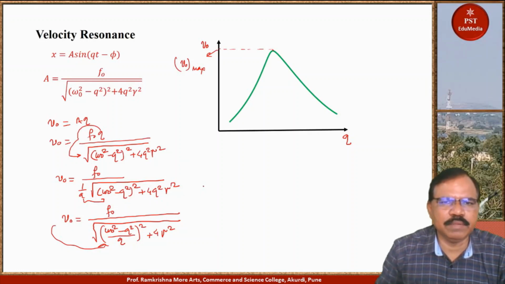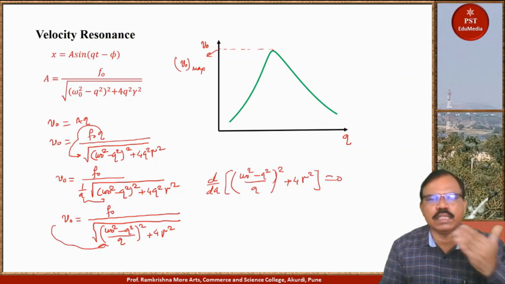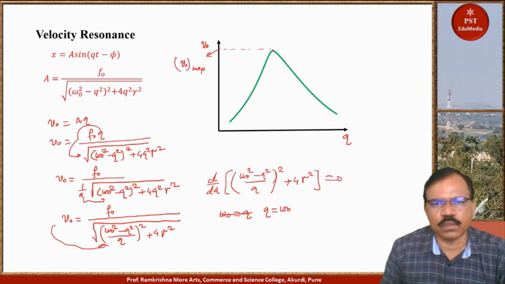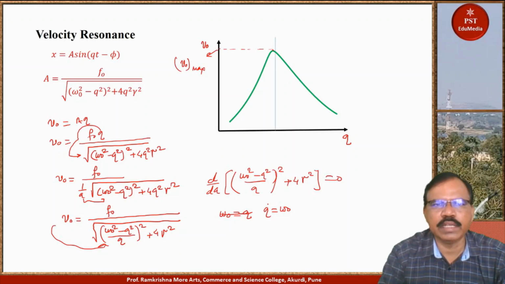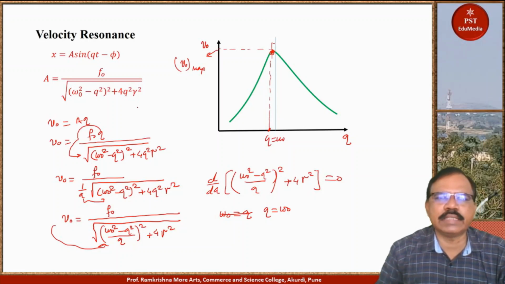So you can find similarly using this condition: d by dq of [(omega 0 square minus q square) whole square upon q square plus 4 gamma square], equate this to 0. That is the condition for minimum of the denominator. And if we solve this, you will observe that at q is equal to omega 0, when frequency of applied force is equal to natural frequency, you will get maximum velocity.